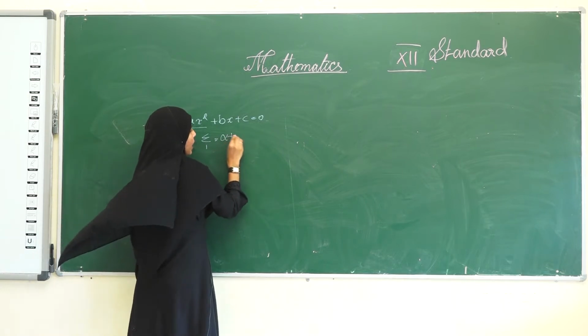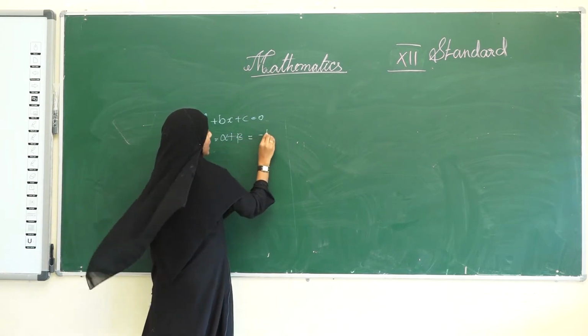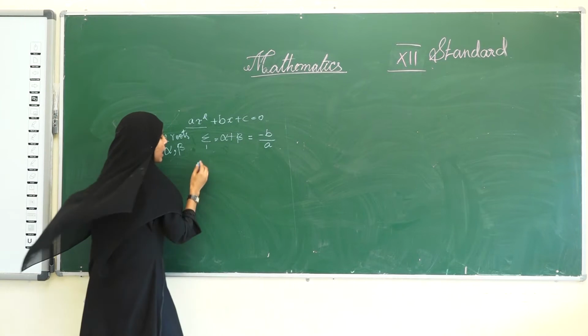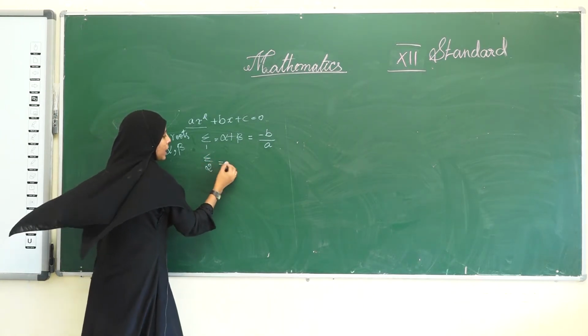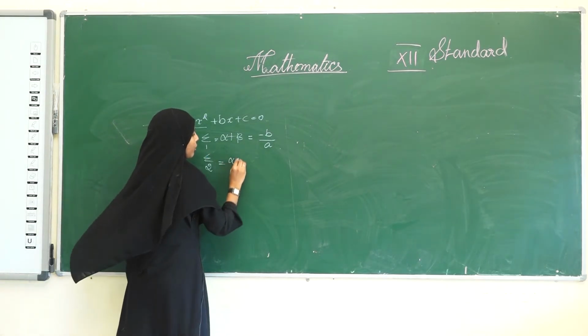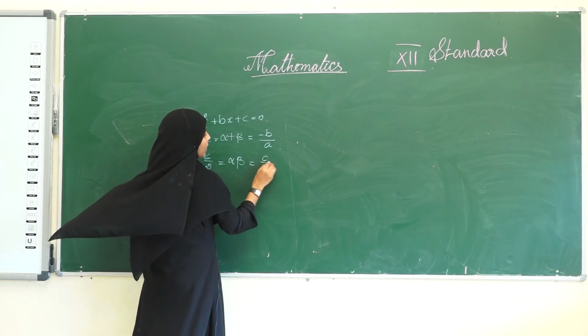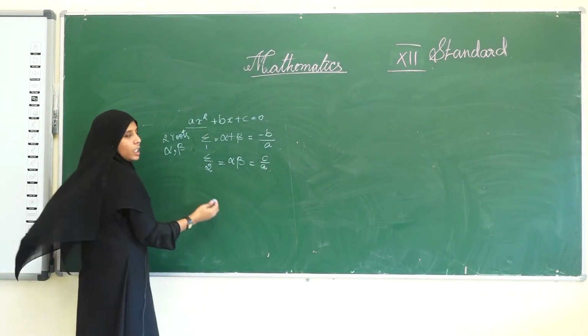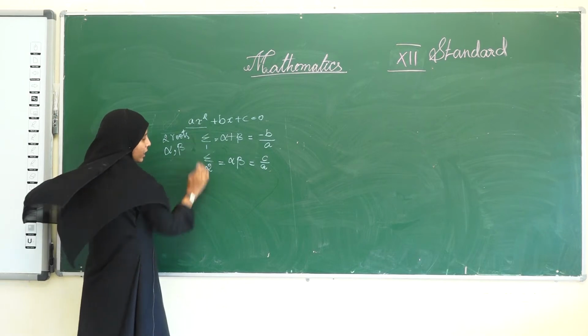Summation 1 will be equal to alpha plus beta, which is minus b divided by a, and then summation 2, that is the product of the roots, alpha beta, is equal to c divided by a. This is the case for a quadratic equation.